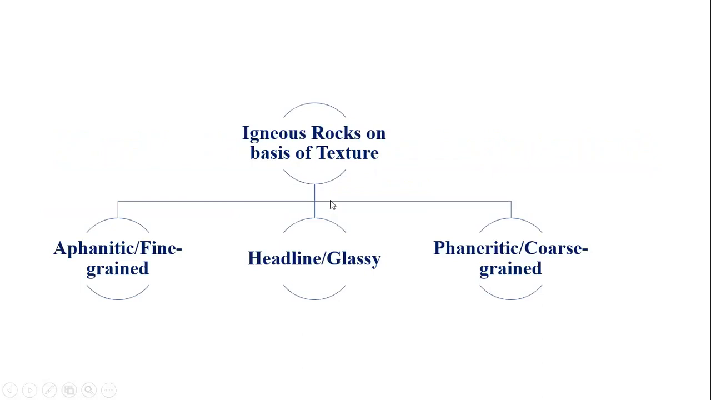Classification of igneous rocks on the basis of texture. Aphanitic or fine-grained igneous rocks are those rocks in which individual mineral grains are not visible to the naked eye, and we take help from the petrographic microscope for study of aphanitic or fine-grained rocks. On the other hand, phaneritic or coarse-grained rocks are those igneous rocks in which individual mineral grains are visible to our eyes without the help of a petrographic microscope.